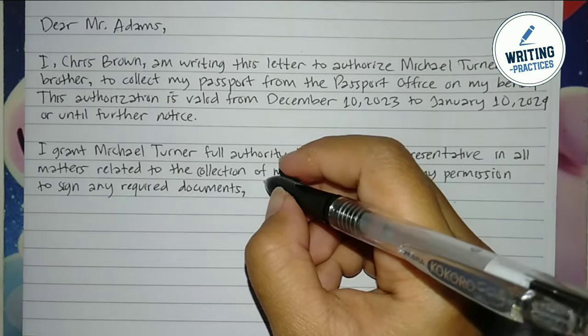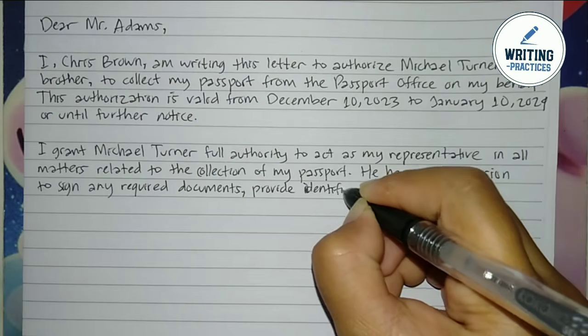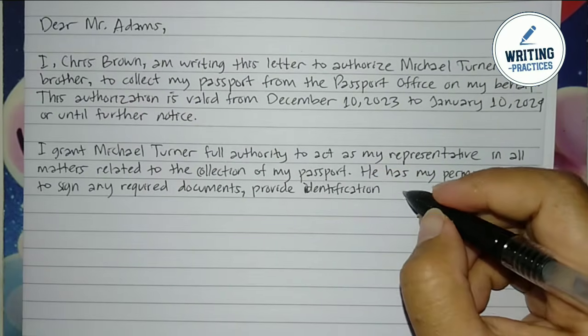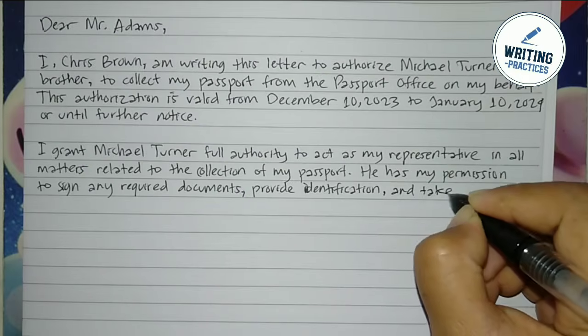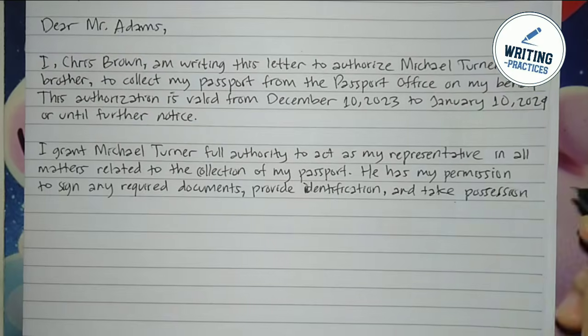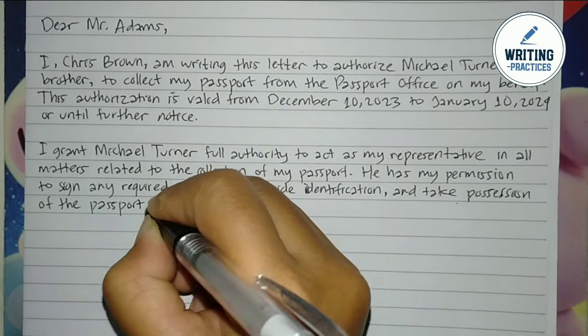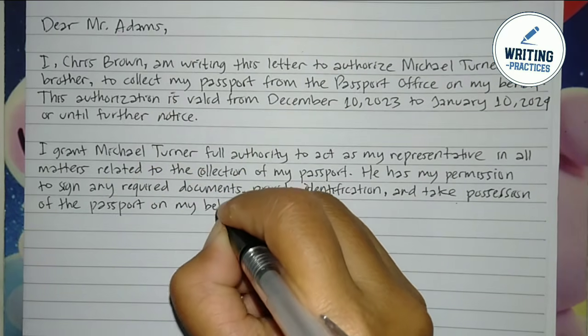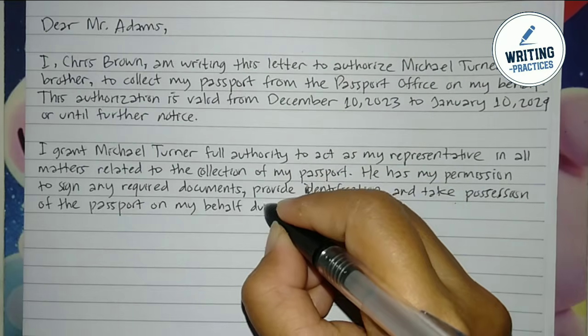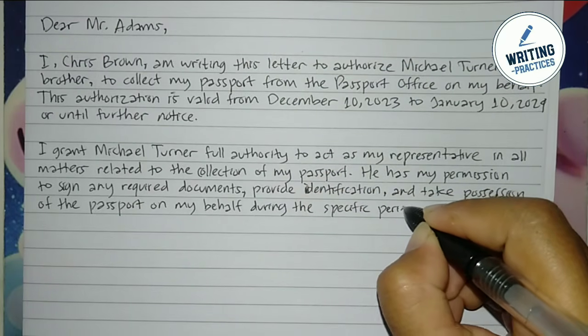So, this is the example. "He has my permission to sign any required documents, provide identification, and take possession of the passport on my behalf during the specified period." Aside from those points mentioned, the one you give authorization, or your representative, cannot do anything else because of limitations. That is why it is very important to mention them in detail.